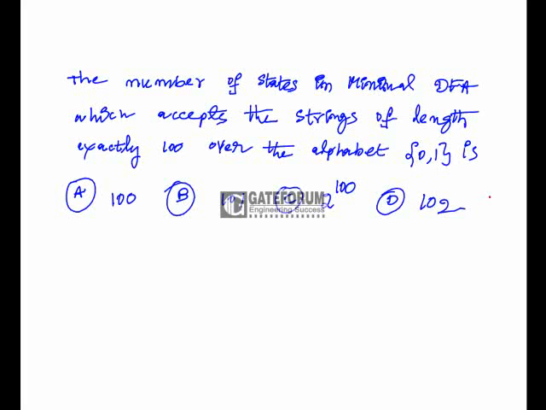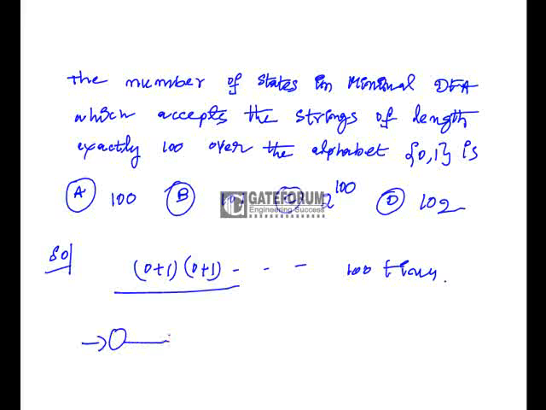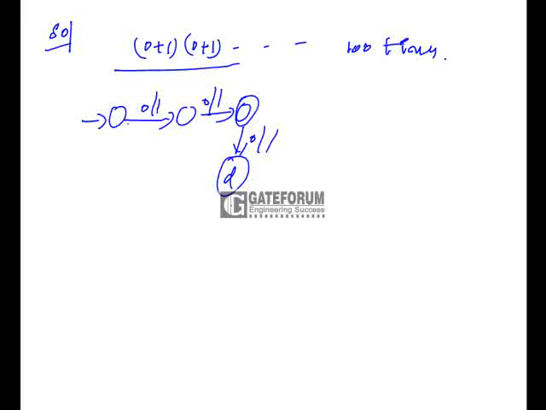The number of states in minimal DFA which accepts the strings of length exactly 100 over the alphabet 0, 1 is. So here exactly 100 means we will have (0 plus 1), (0 plus 1), total 100 times. You have to write this regular expression. So if you want to accept length 2, the DFA will be like this. This is length 1, length 2, this is exactly 2. But we require to have a dead state which accepts 0, 1 from the final state. So total it will become 4 states for length 2.